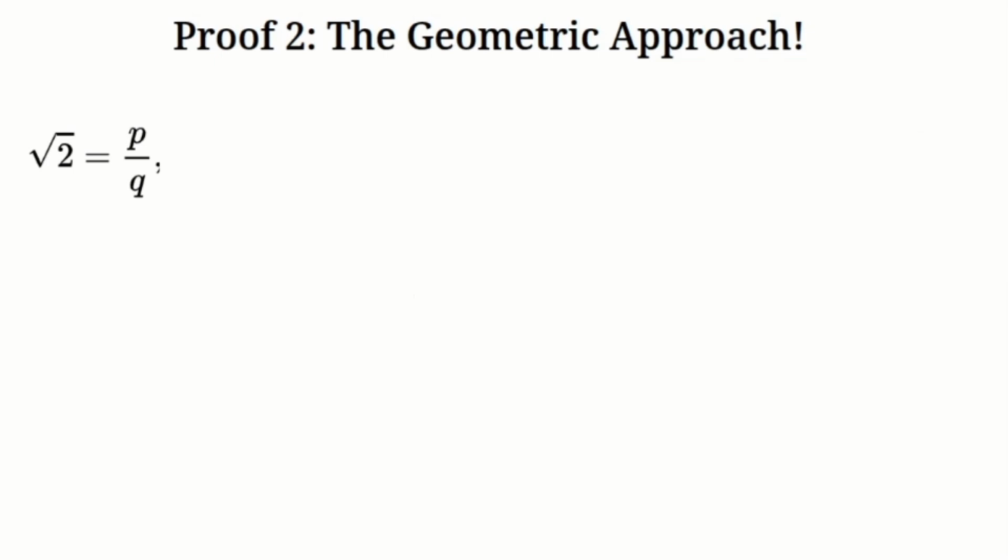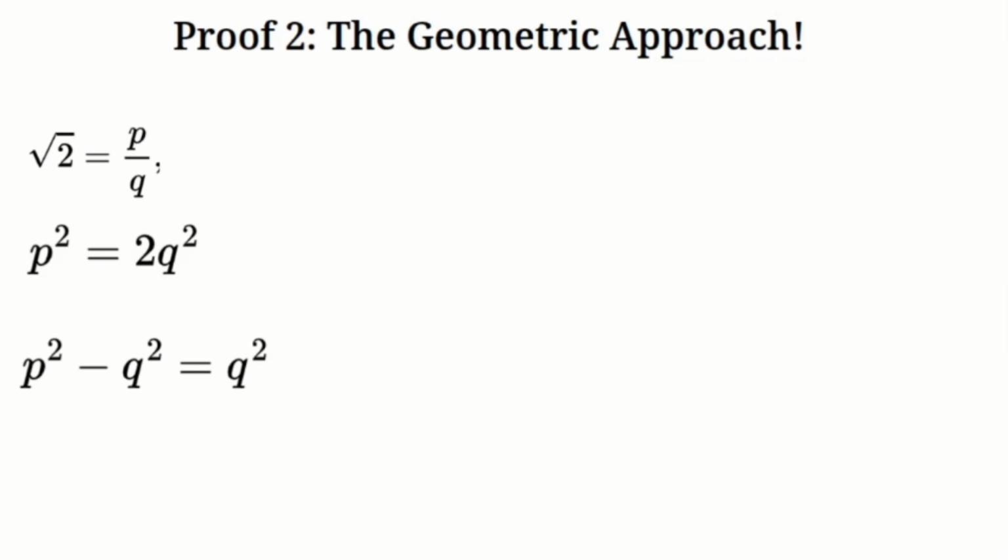P divided by q equals the square root of 2, where p and q are integers and q is not 0. Now let's square both sides. P squared equals 2 times q squared. But now, here's where things get interesting. Let's introduce an equation that might seem unexpected at first. P squared minus q squared equals q squared.